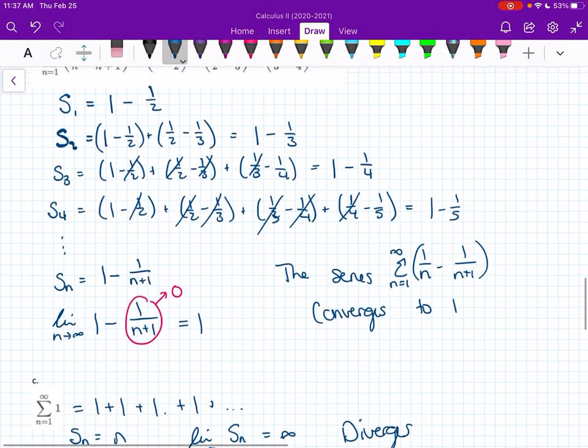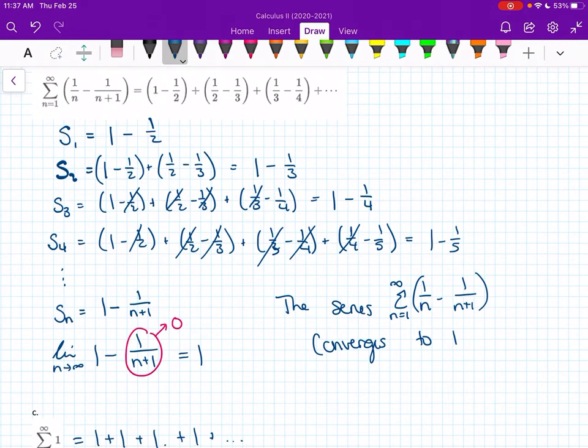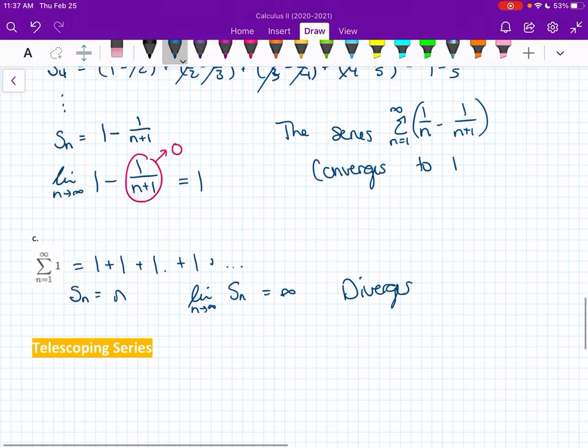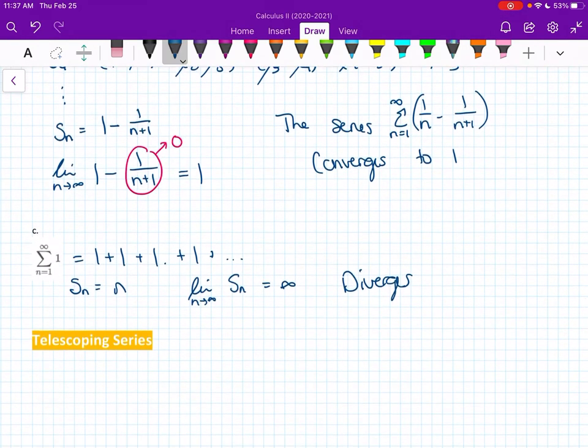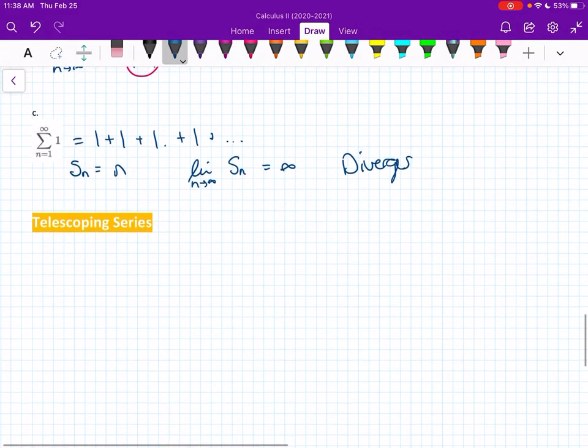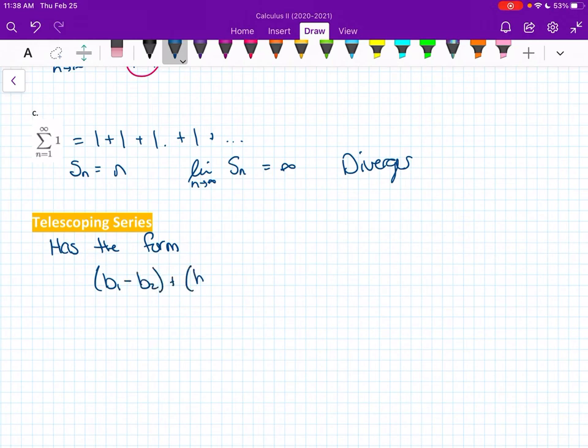All right, so our second example here, where we have the things that cancel within the terms, that's what we like to call a telescoping series. So a telescoping series is of the form b sub 1 minus b sub 2 plus b sub 2 minus b sub 3.